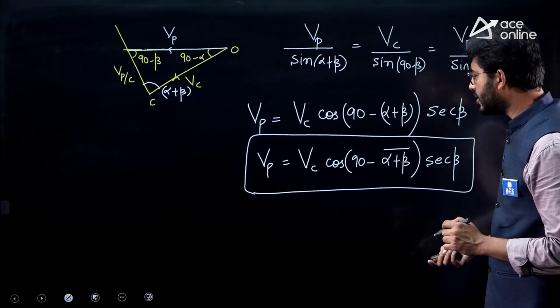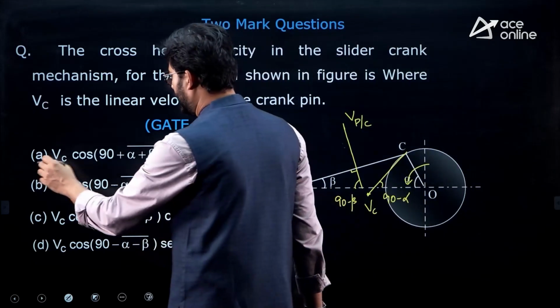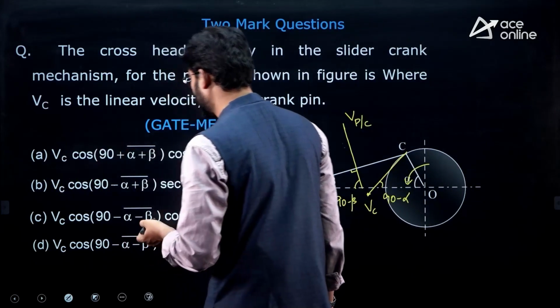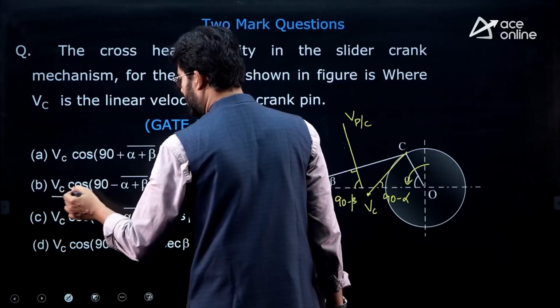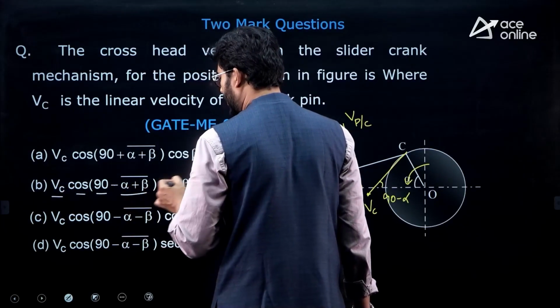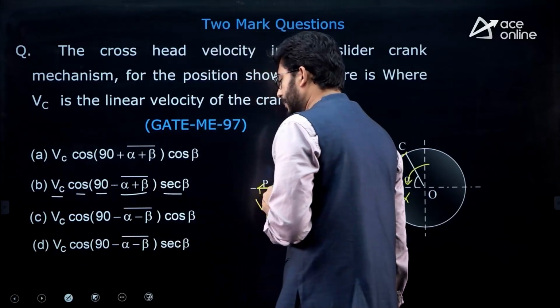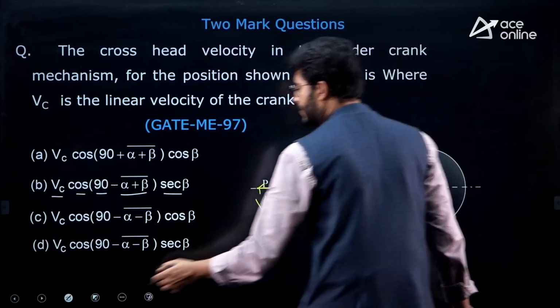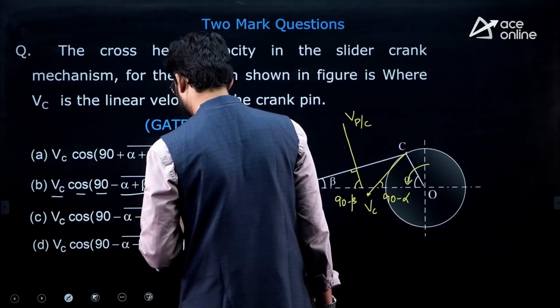Okay, let's check the option. So here, based on the option, A has got the positive sign, and option B is VC cos of 90 minus of alpha plus beta into secant beta. This would be the answer. So option B is the answer.